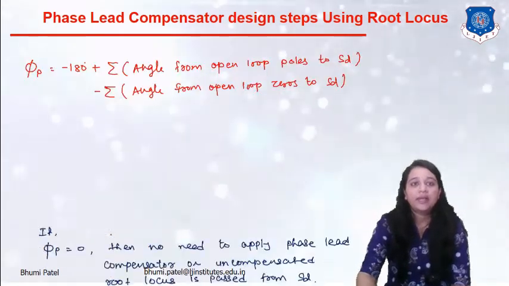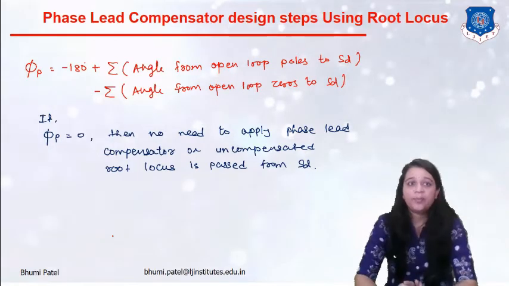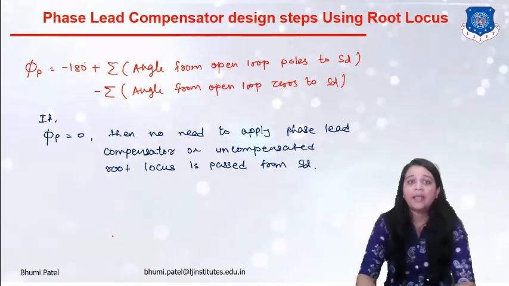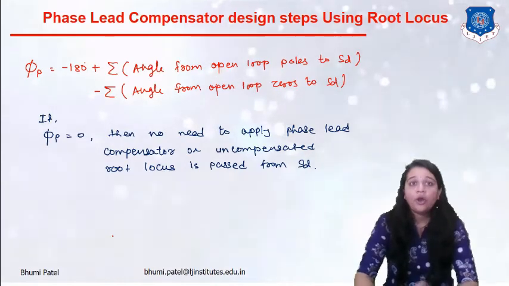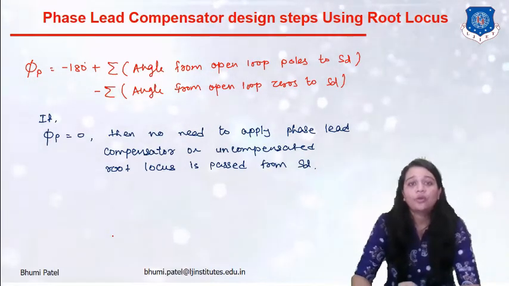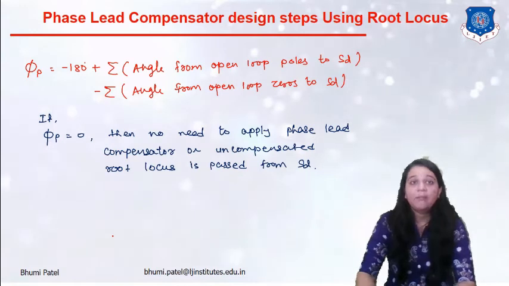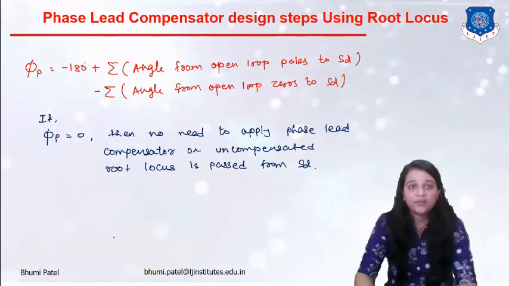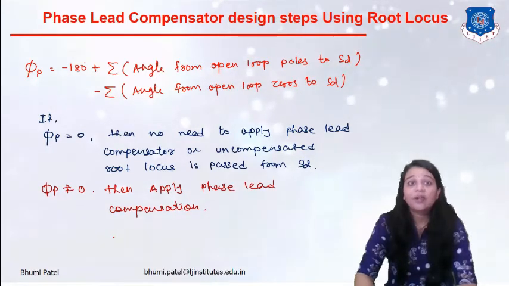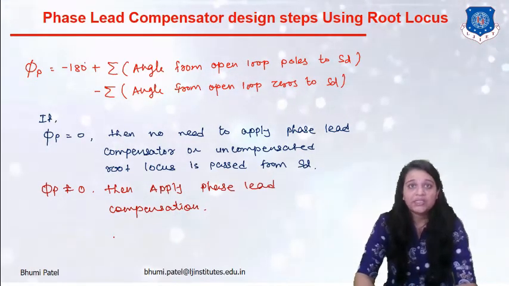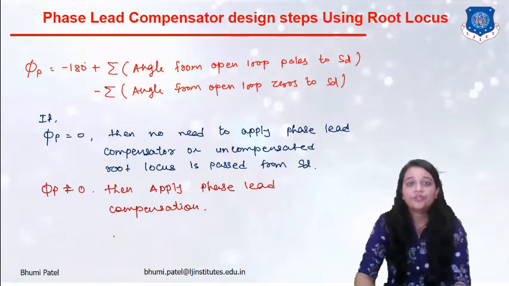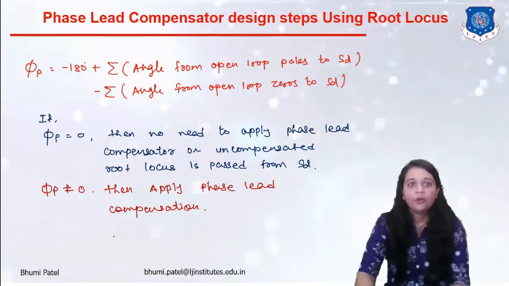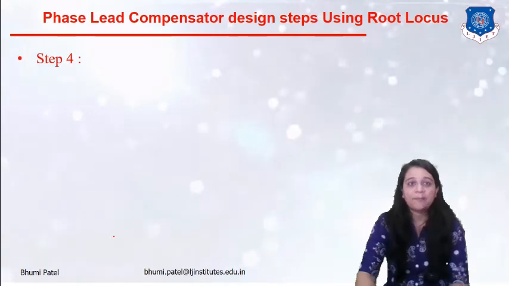Now the next step is, if phi p is equal to 0, then there is no need to apply a phase lead compensator, as the uncompensated root locus passes through s_d. But this condition is not satisfied for this particular transfer function. Here phi p is equal to 54, that means phi p is not equal to 0. Then apply a phase lead compensation.